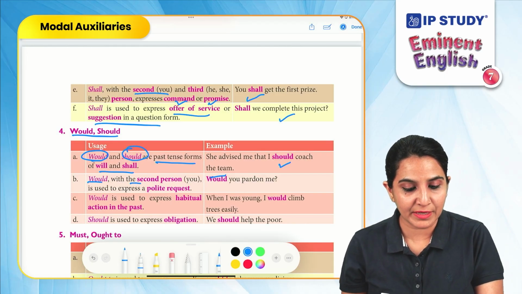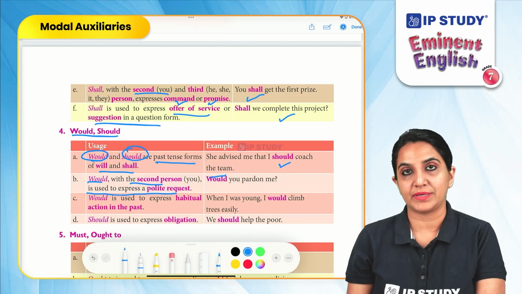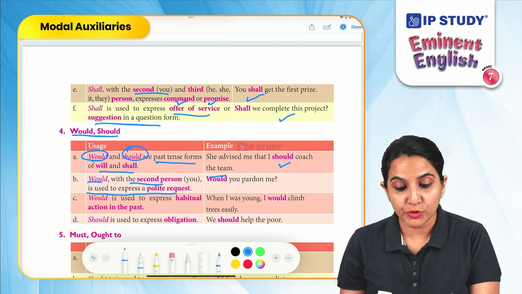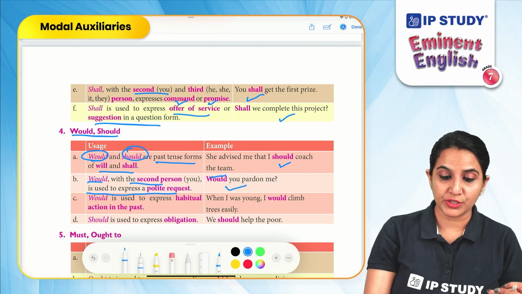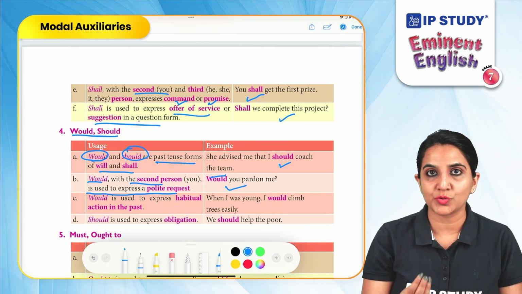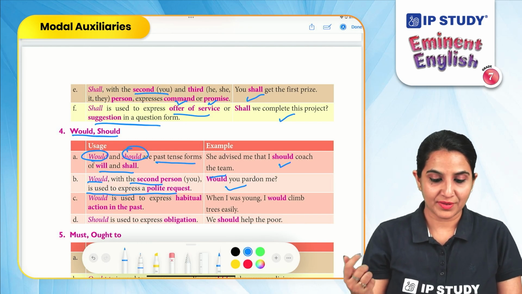Let's look at the second example. Would with second person is used to express a polite request. For example, would you pardon me? So, when we use would with a second person, it is also known as a polite request. Would you pardon me? Like that.